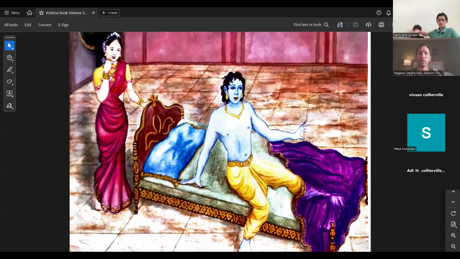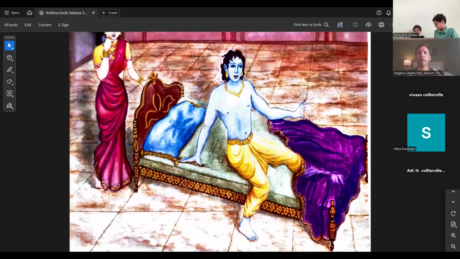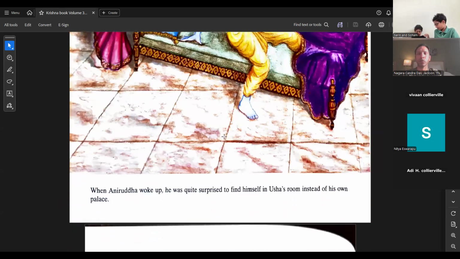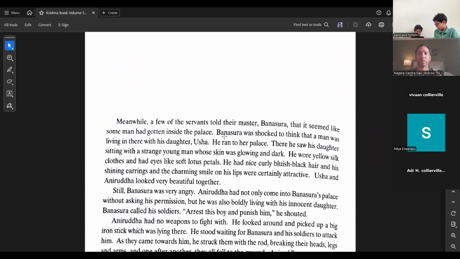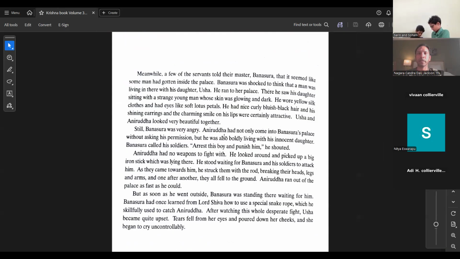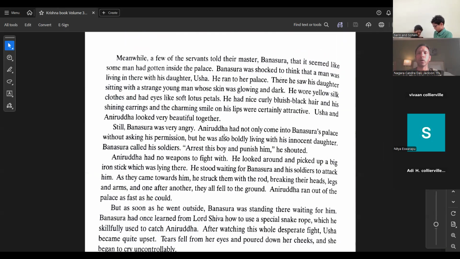So this is a picture. This is Aniruddha, and he was sleeping in his own bed in Dwarka, and suddenly he noticed that when he woke up, he was in this palace in Shonitapura. And Usha is taking care of him. So he also is happy, and they basically fell in love, and he even forgot about how much time has passed. Meanwhile, a few servants told Banasura that it seems like some man has gotten inside the palace.